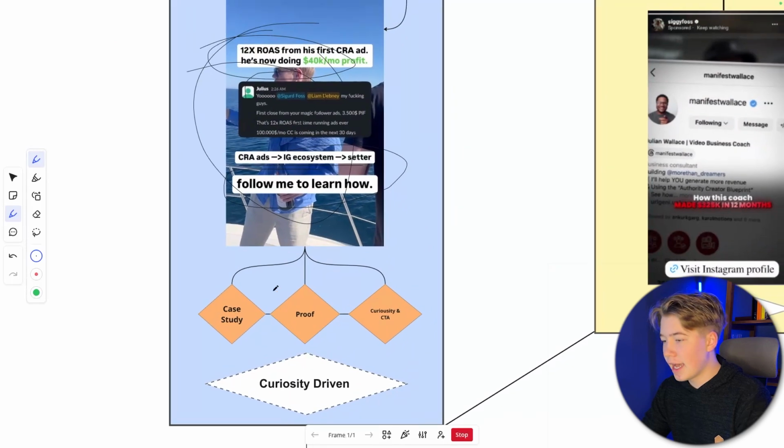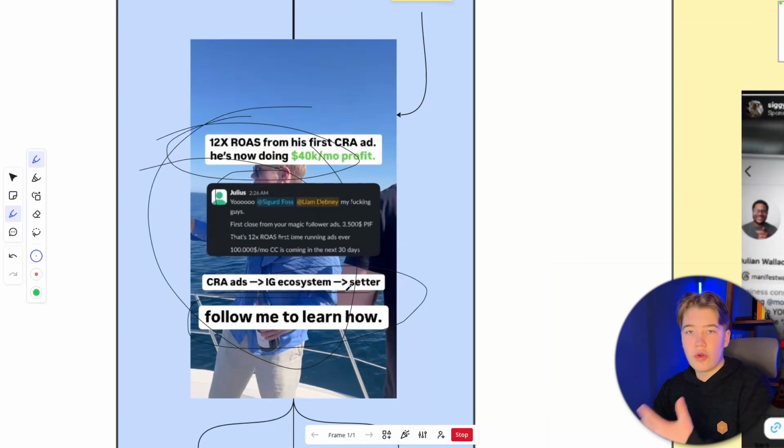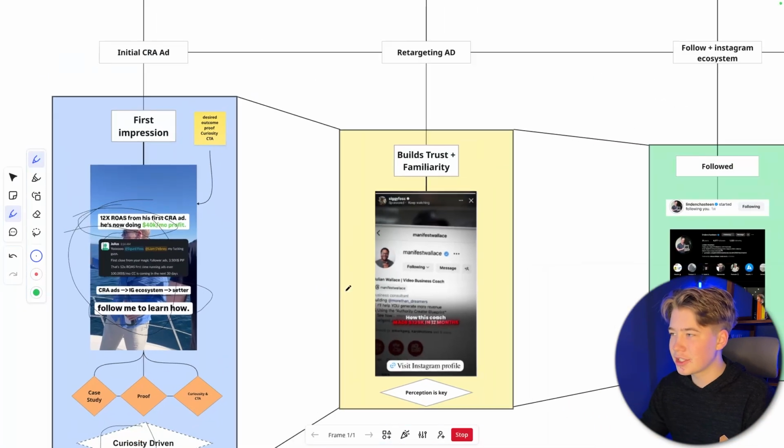And as you can see here, case study, proof, curiosity, and call to action. And the whole point of this is it's curiosity driven, because when you read this, you don't understand what that actually means, right?